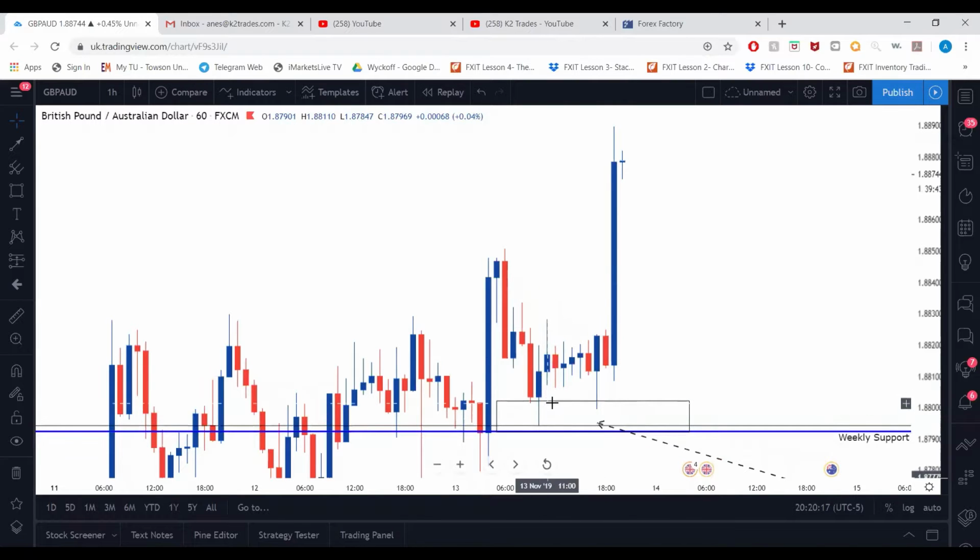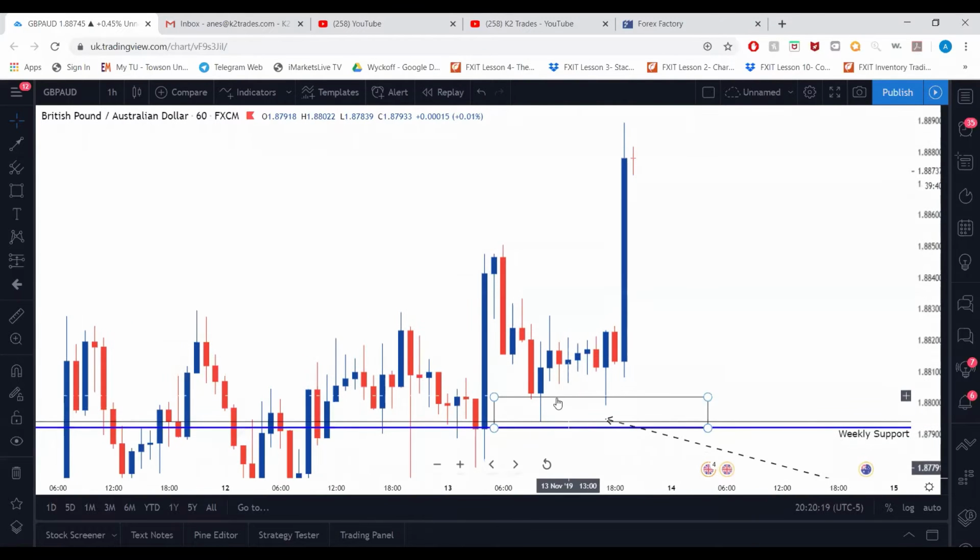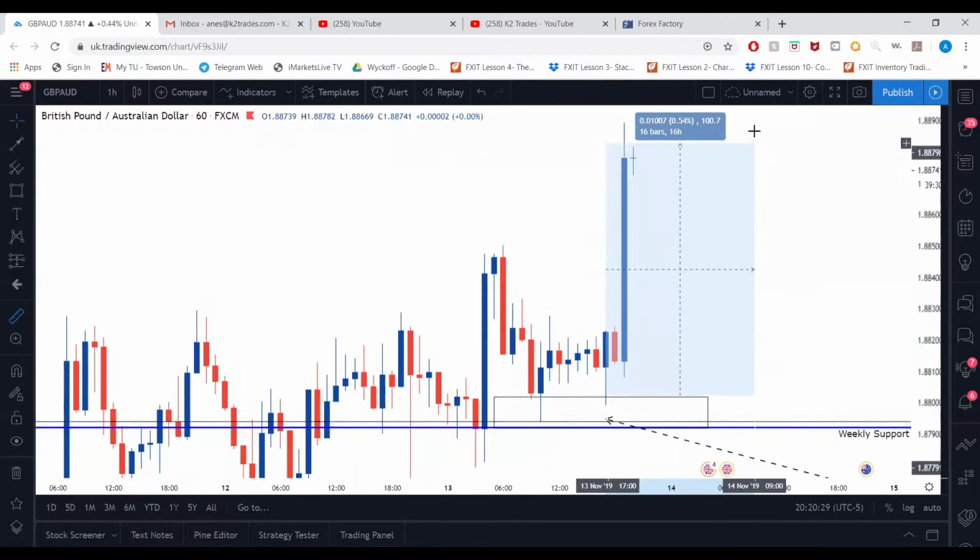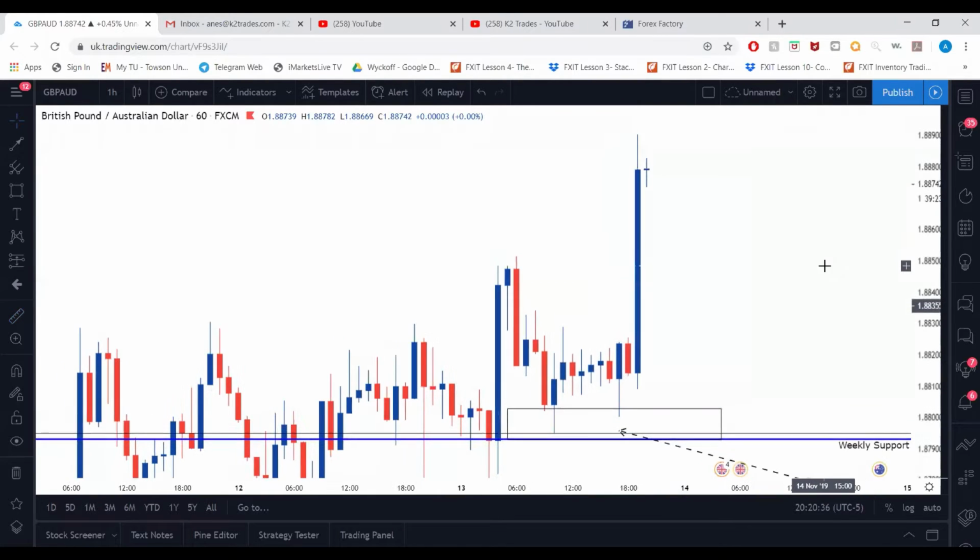And I wasn't watching it, but we had two buying opportunities today. And even if we took one of them from here up to that top wick, it's almost 109 pips. And it's as simple as that.